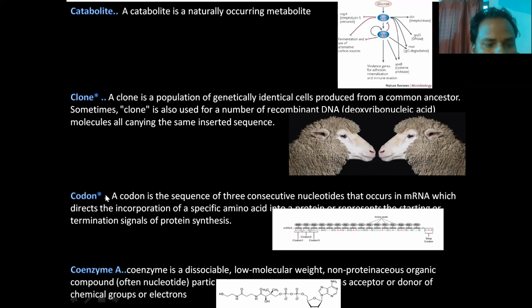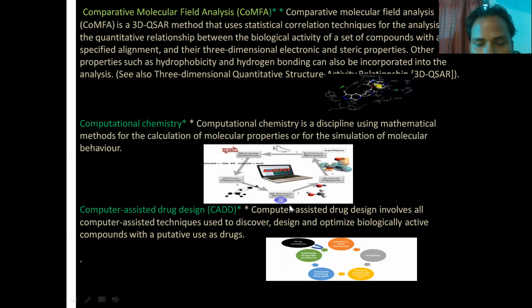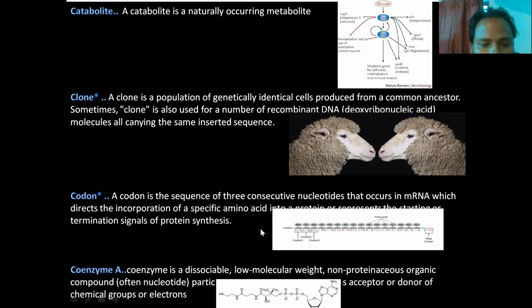Next, we'll talk about the codon. So, what is the codon? It is the actual sequence of three consecutive nucleotides that occur in messenger RNA, which directs the incorporation of a specific amino acid. You can see this structure. These codons direct the incorporation of specific amino acids into the protein, and also direct a termination signal. They stimulate protein synthesis. So the function of the codon is protein synthesis, by attachment of particular amino acids.